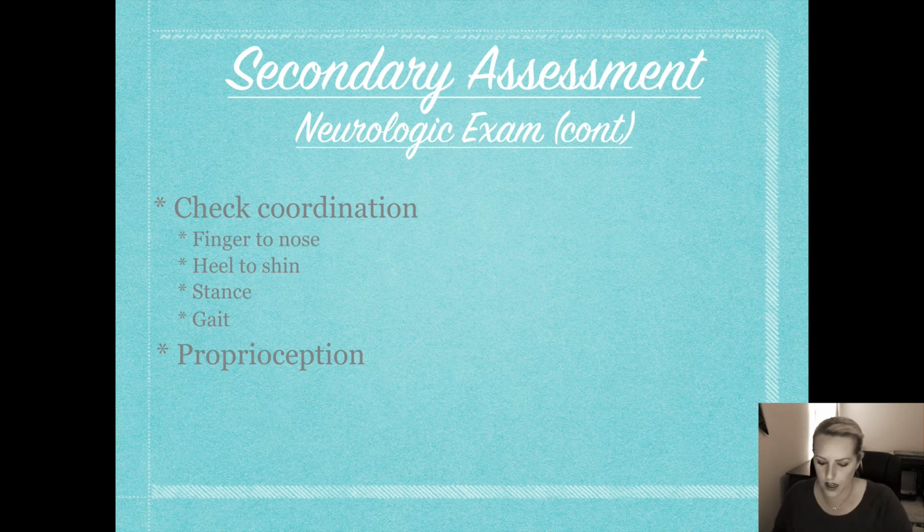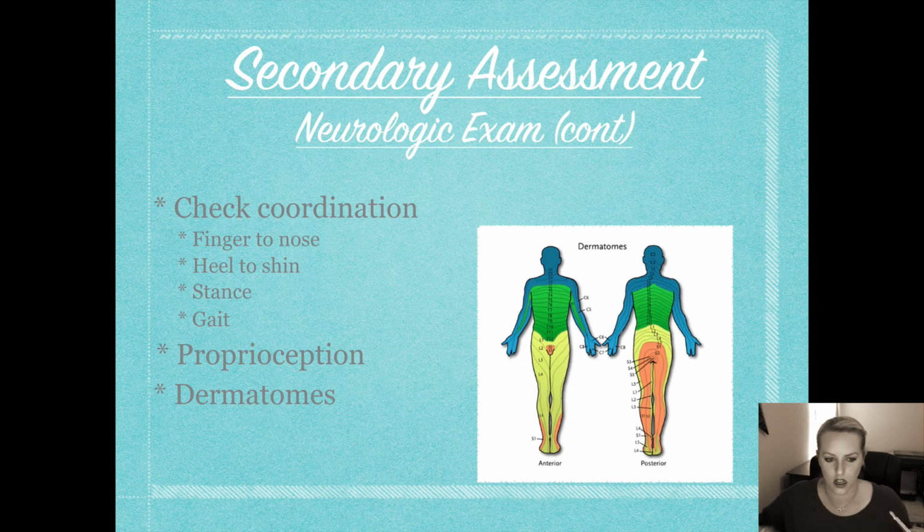And then proprioception. I had a video for this, but I didn't really like it. So basically what you're going to do is you're going to take the patient's big toe and show them up and down. So moving it towards them, being up, moving it away from them, being down. And then you're going to ask them to close their eyes and tell you which way it's going. So move it up, move it down.